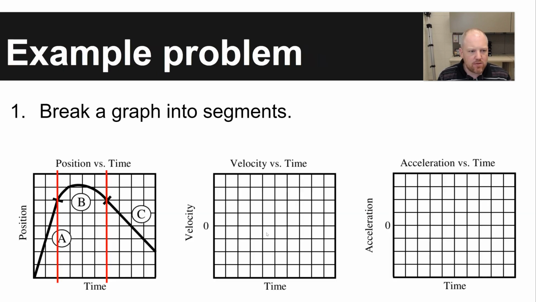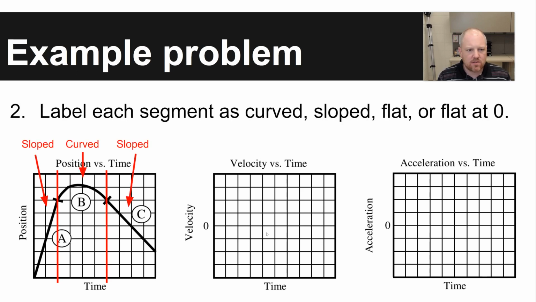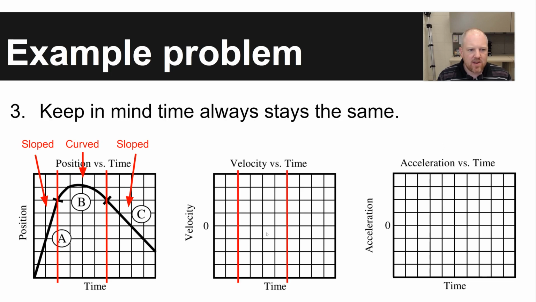So my example I'm going to use here, I'll break it into step by step how I do this. Number one, break a graph into segments. We've got 3 different segments here that are already labeled for us. 2, label each section as curved, slope, flat, or flat at 0. And so you have a slope section, a curved section, and then a slope section. 3, keep in mind that time always stays the same. So section A is 2 seconds, section B is 4 seconds, and section C is 4 seconds.